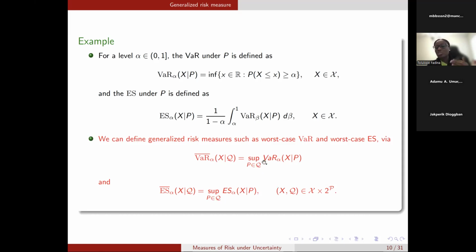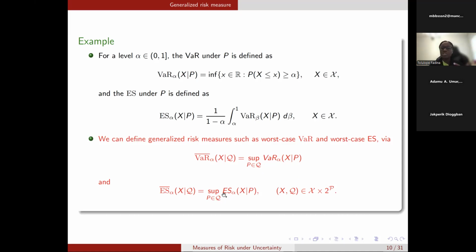So now I'm considering the worst case scenario. And don't forget that in this case, my value at risk here is defined on these two inputs. So I'm considering value at risk of X given this set of probability measures. And it's the same thing for the expected shortfall here. So these are the worst case, in quotes, value at risk and the worst case expected shortfall.